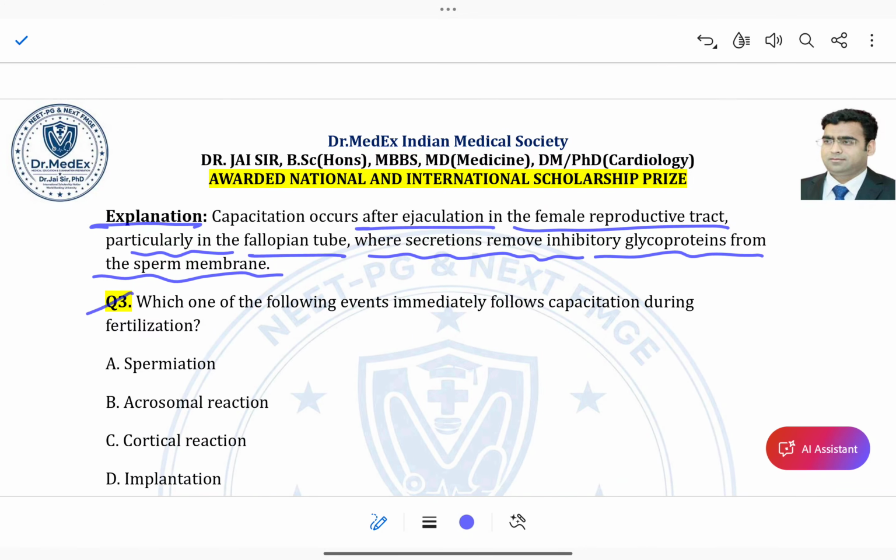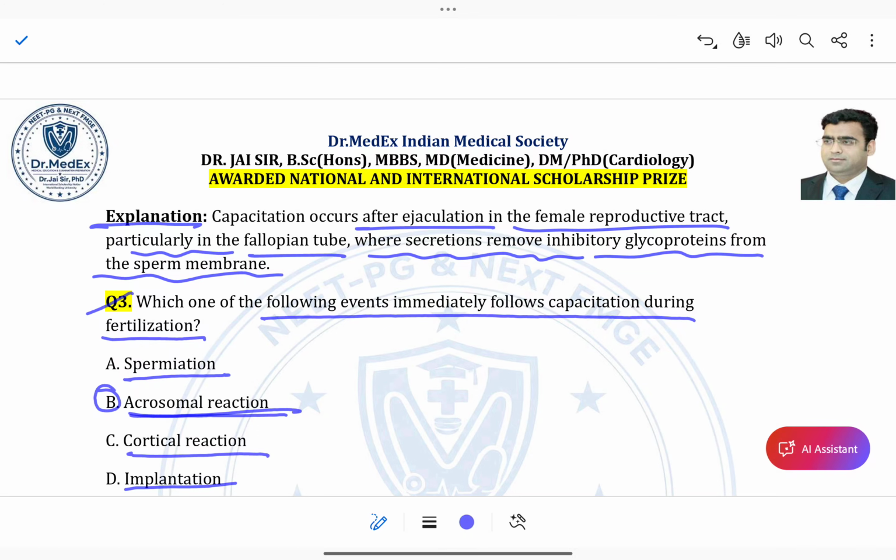Which of the following events immediately follows capacitation during fertilization? Spermiation, acrosomal reaction, cortical reaction, or implantation? Yes, you are very right. Acrosomal reaction. Very good. Thank you very much for giving this correct answer.